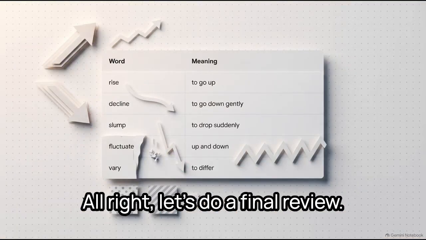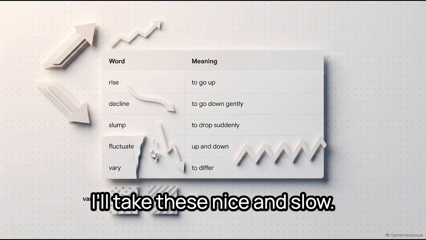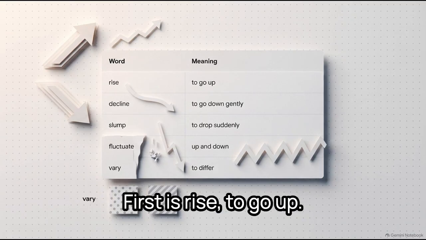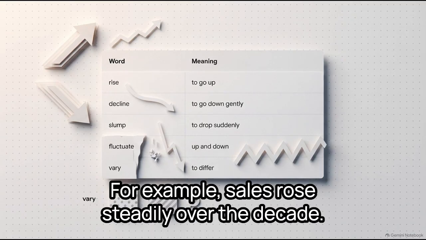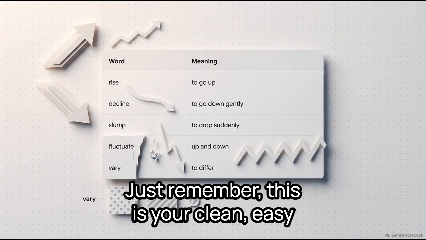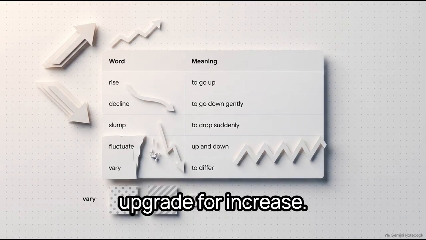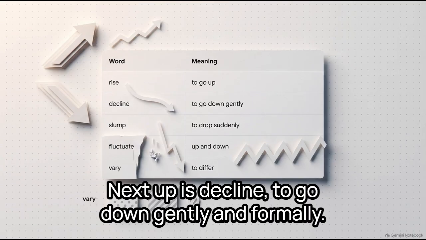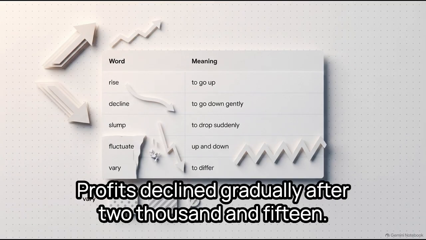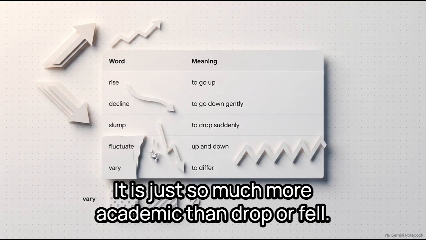All right, let's do a final review. I'll take these nice and slow. First is rise, to go up. For example, sales rose steadily over the decade. Just remember, this is your clean, easy upgrade for increase. Next up is decline, to go down, gently and formally. Profits declined gradually after 2015. It is just so much more academic than drop or fell.